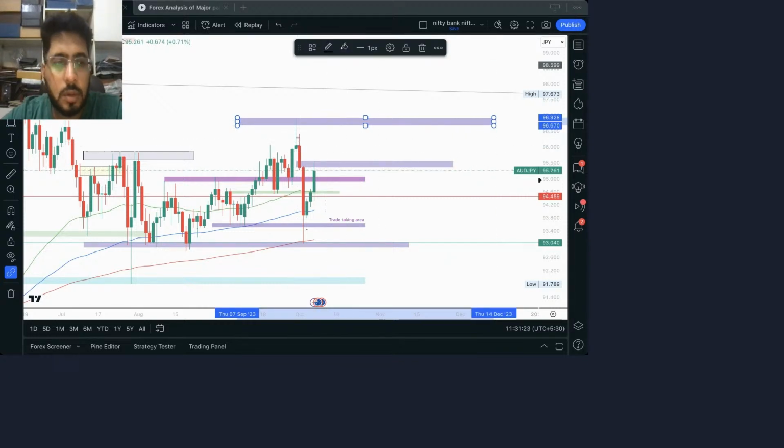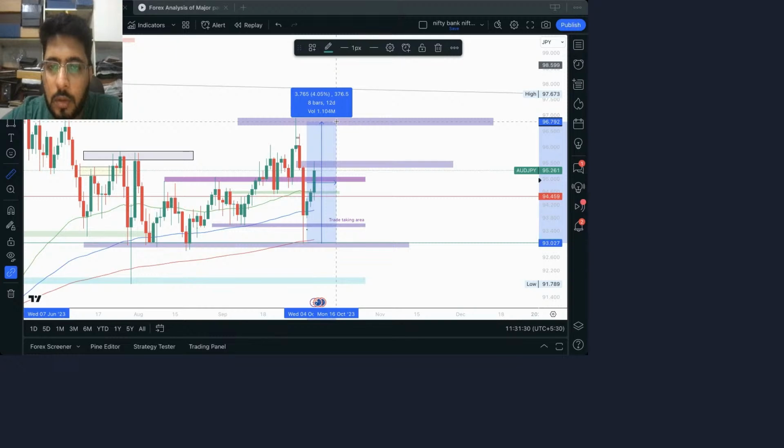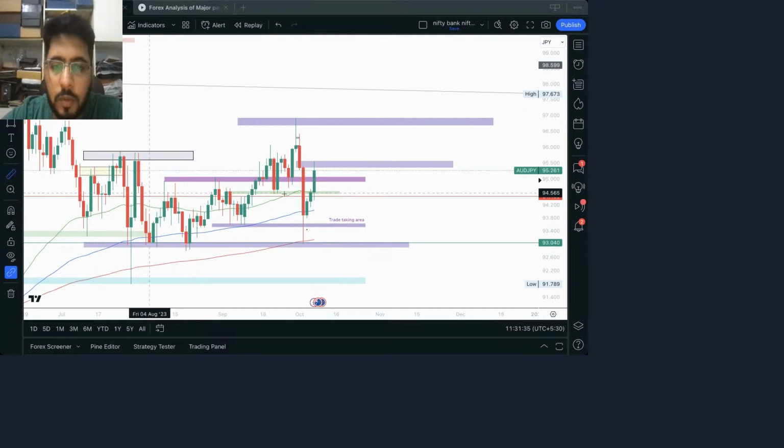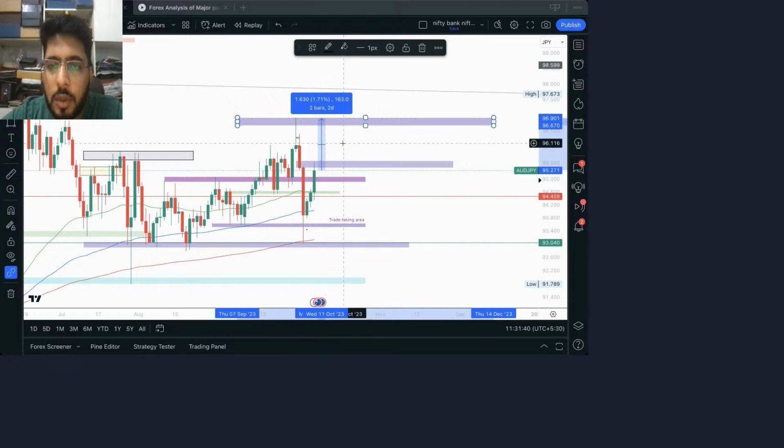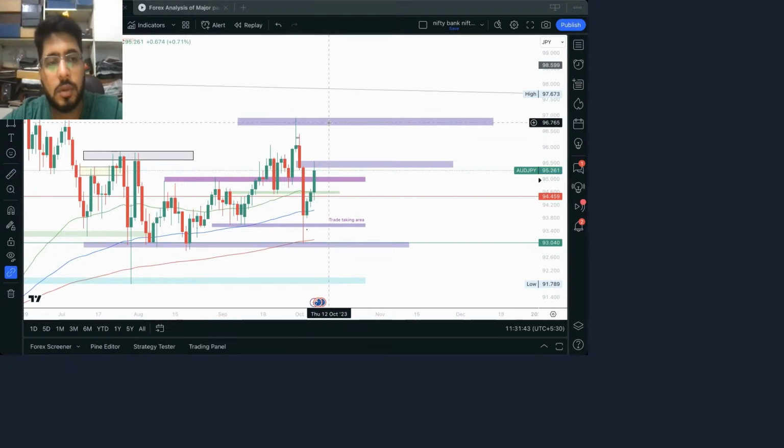So this is a good zone, and if you see the momentum from here to here, it's 380, almost 400 pips, and from here to this is 160 pips. So if it reaches there, it can easily give, I think, 80 pips. The potential is 80 pips, but I'll plan for 50 pips only.